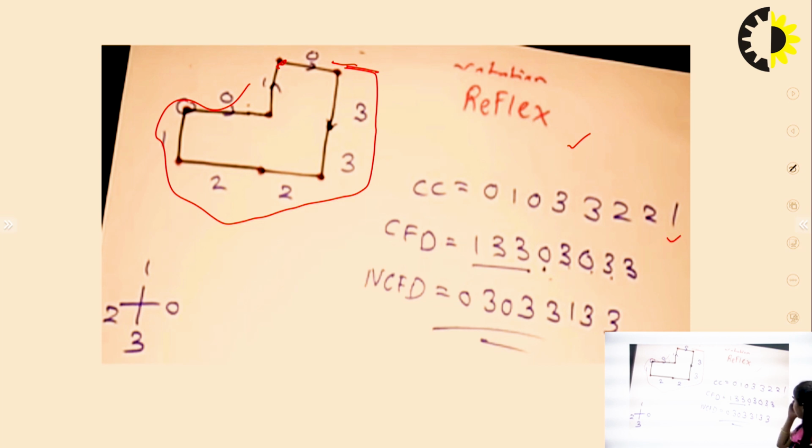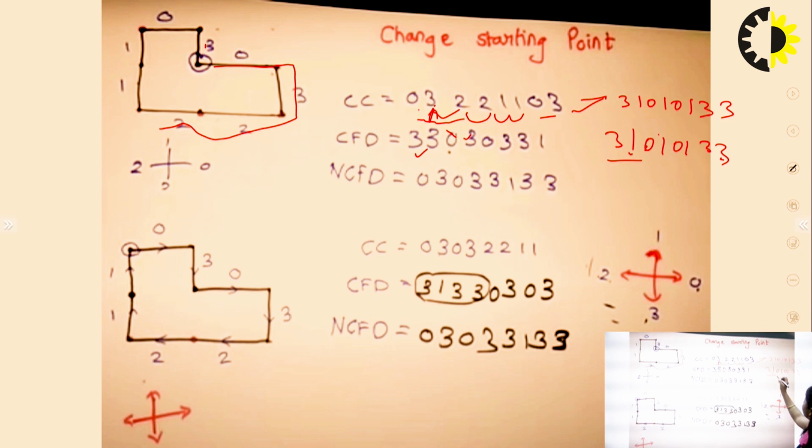This is a chain code, and then we have to calculate the first difference from here. Then 0 minus 1, just pick up from here. 0 minus 1 is 1, and next 0 minus 3 is 3, and 3 minus 3 is 0. Next 3 minus 2 is 1, and 2 minus 2 is 0, and 2 minus 1 is 1. So calculate the first difference.